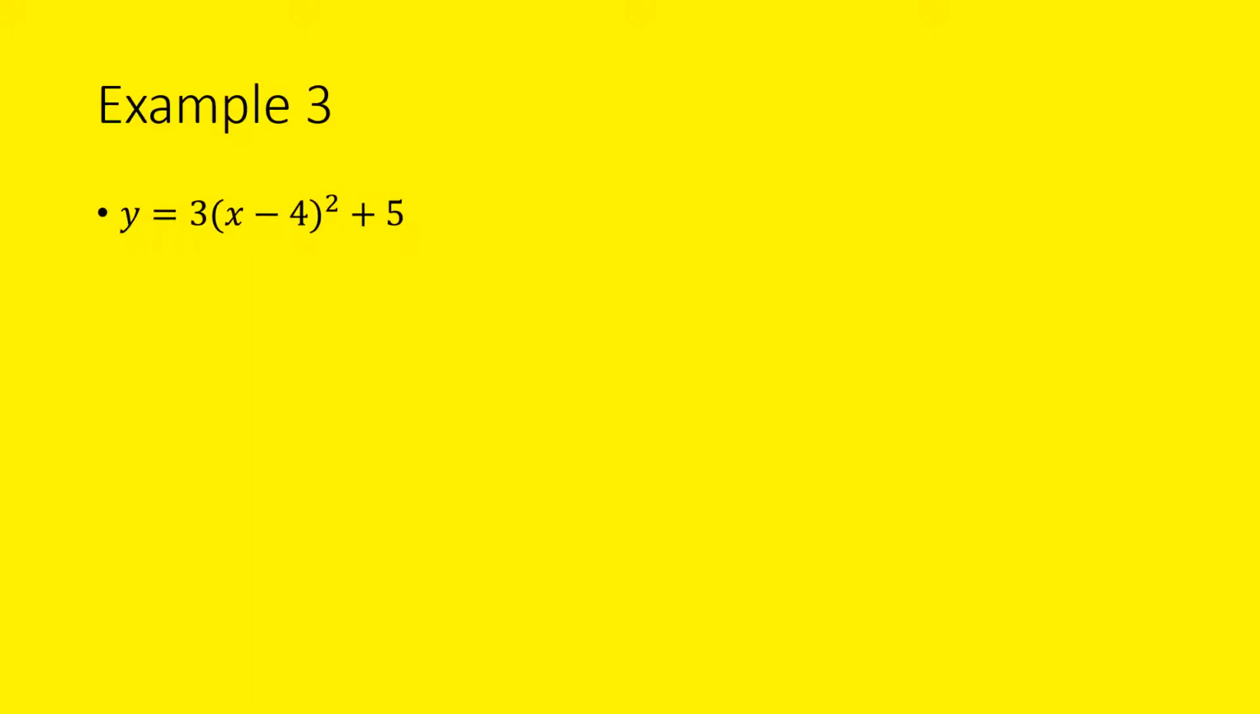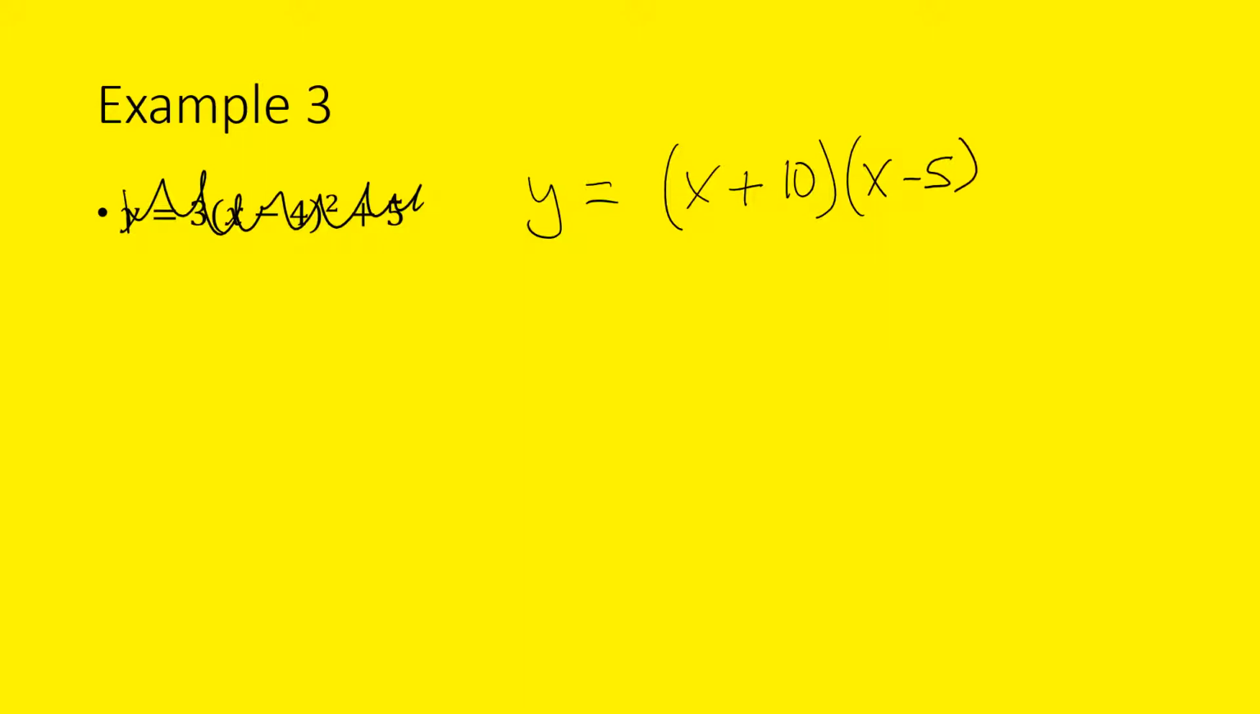In example 3, we have an equation that's already in vertex form. So that doesn't make sense because that's what we want our answer to be in. So let's get rid of that. And let's have it in factored form. So let's say we have x plus 10 times x minus 5.